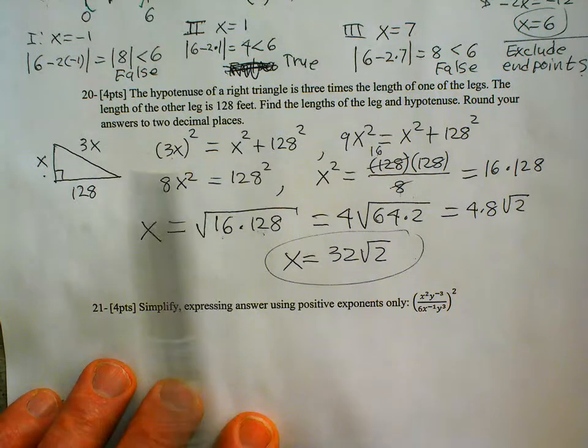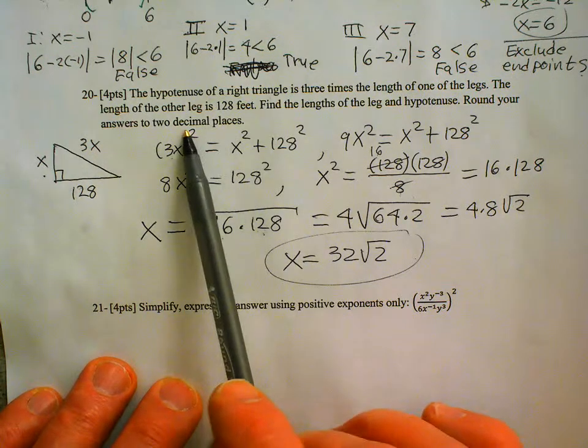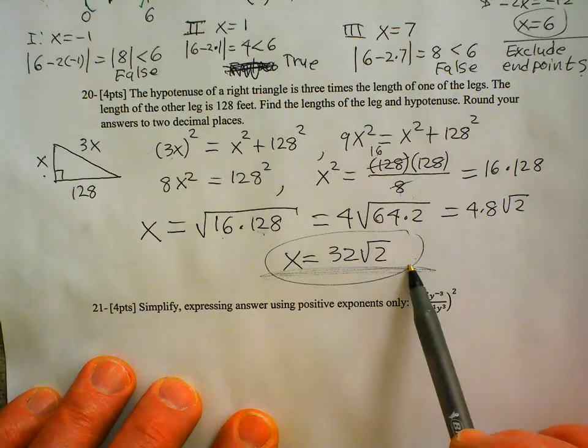The directions say round your answer to 2 decimal places. And so you can do that with a calculator, 32 times the square root of 2.